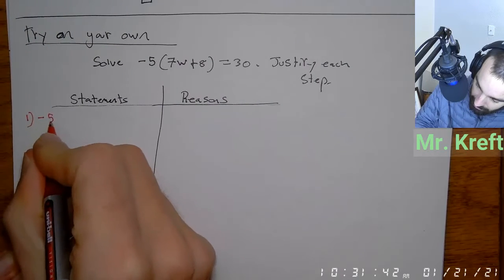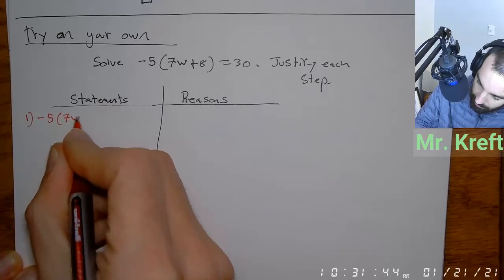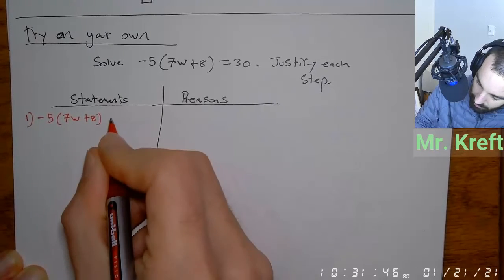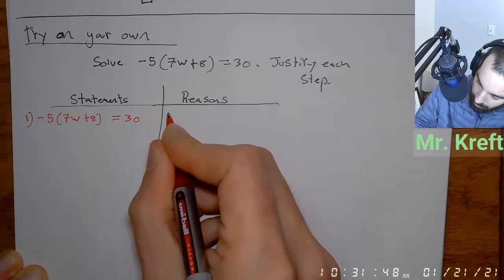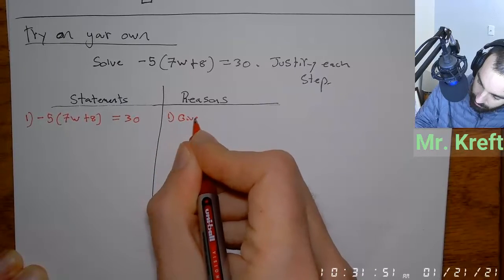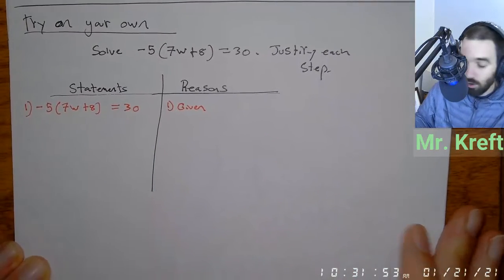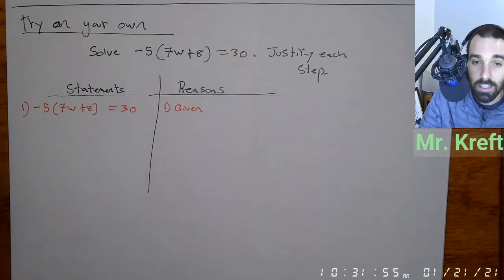So again, writing down the first step isn't really getting work done. So I'm going to write that down for you. So -5 times the quantity of 7w plus 8 equals 30. And my reason for that is it's given. That was given to me. So I'm going to give you guys, let's do 2 minutes.